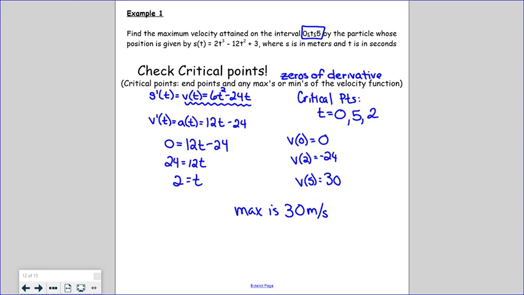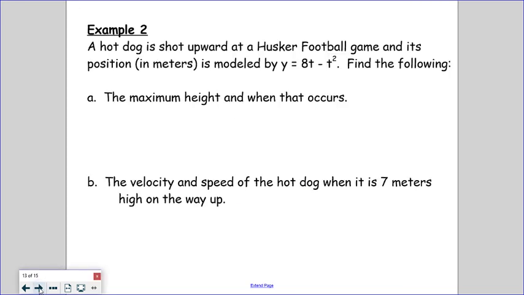Just be careful that they didn't ask when did the maximum happen, that we're answering the correct question at the end there. Okay. All right. The next two are ones that we have kind of seen before. So I'm going to let you guys try these a few seconds before I get started on them, see if you can remember how to attack a problem like this given this information.